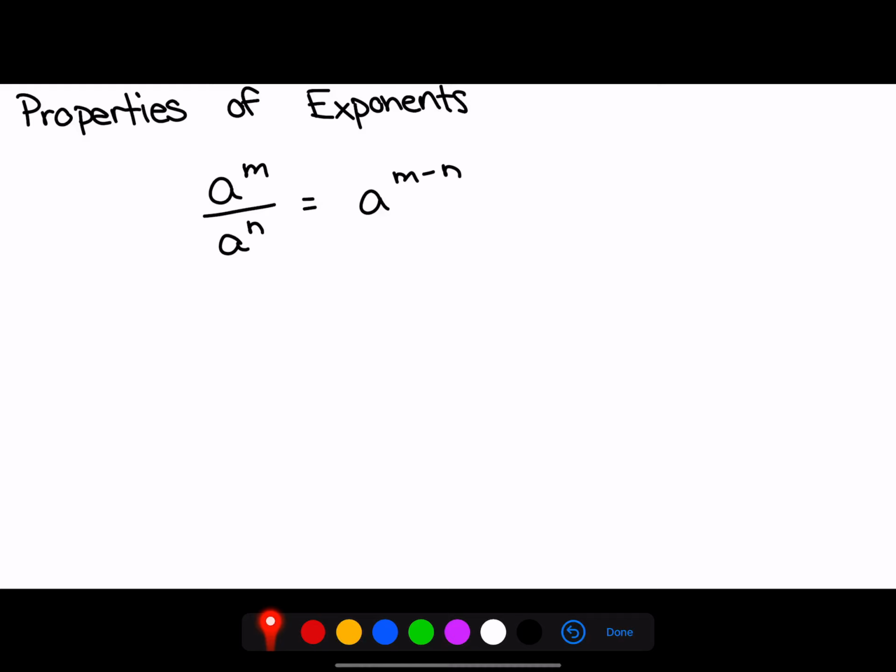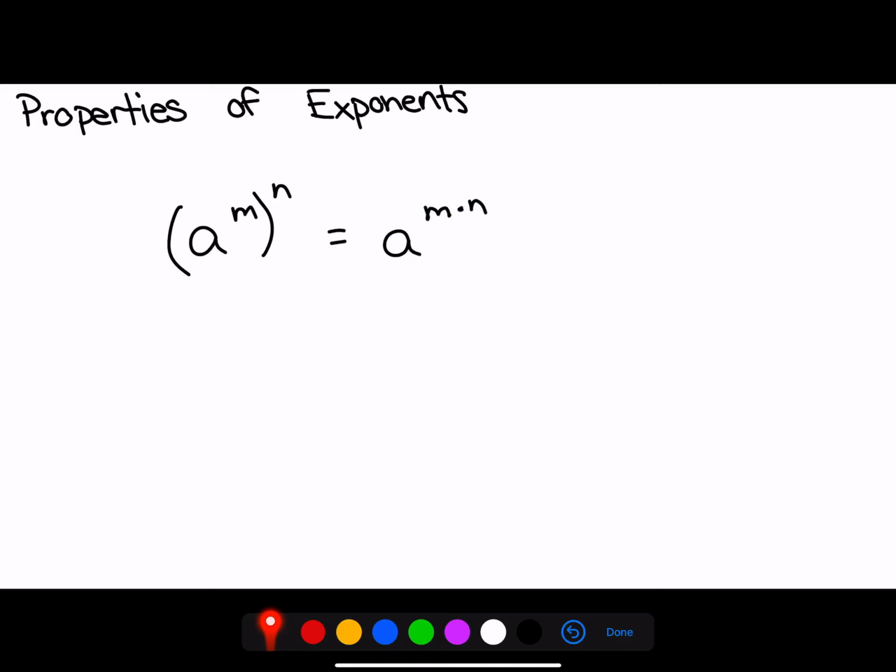Our next property of exponents, we have a to the m power divided by a to the n power. Last time we saw multiplication, and when we were multiplying, we added. This time we see division, and if we see division, we're going to subtract our exponents. Again, this only works if our base, the number that is being raised to the exponent, is the same. And in this case, they're both a, so it is the same. I can subtract these exponents. So let's go ahead and see an example of this. x to the 7th divided by x to the 4th. Again, they have the same base. The base is x. So I just subtract my exponents. 7 minus 4 will give me 3. So our answer would be x to the 3rd power.